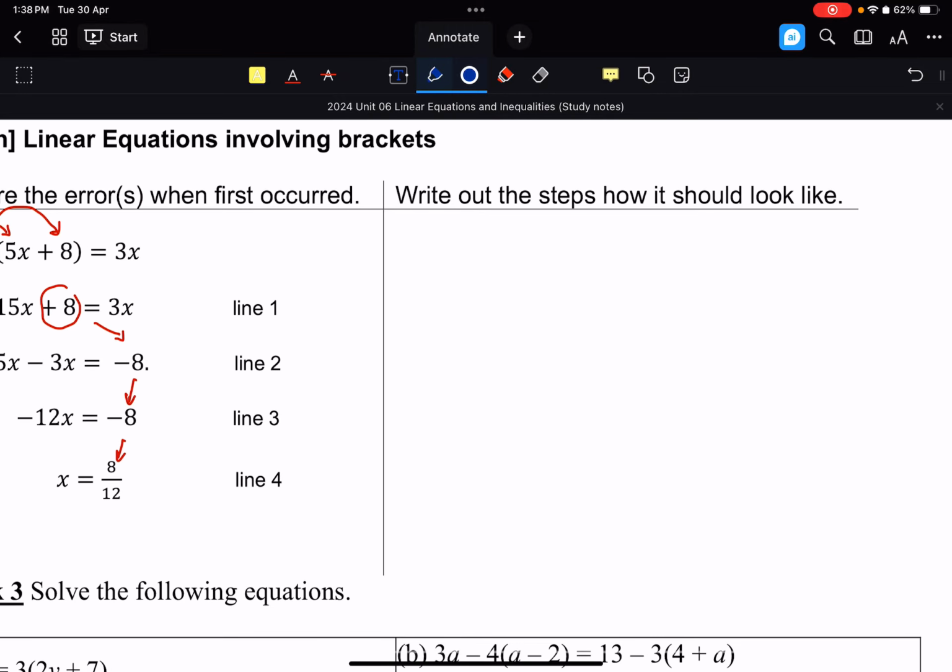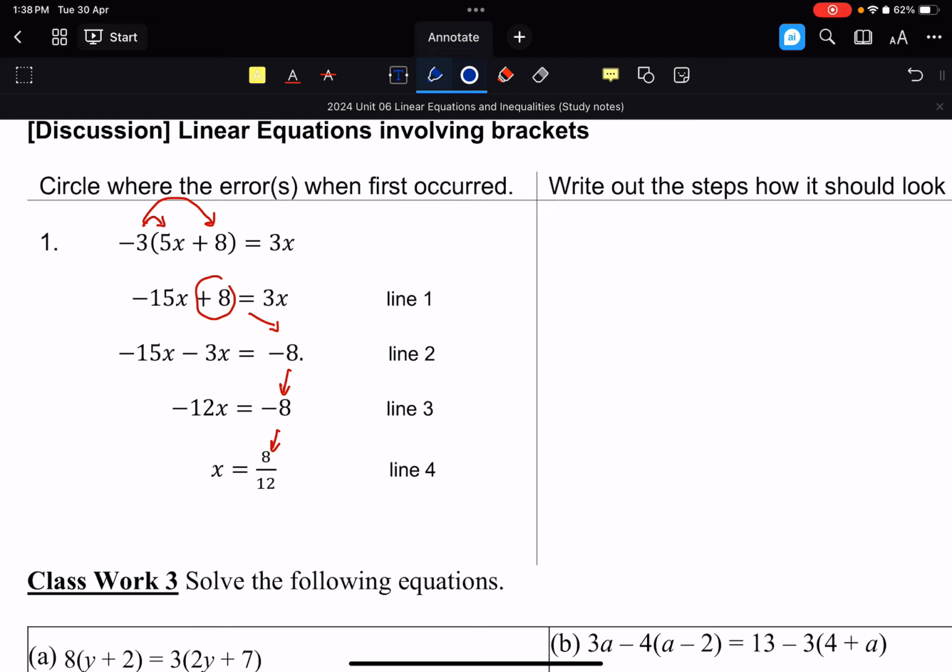What is the correct version? The correct version in this case, when we distribute it carefully, is negative 15x, right? And then we have negative 34 is equal to 3x, right? Because negative 3 times positive 8 is negative 24. So we work this one out. This is minus 3x on both sides, and then we add 24 on both sides.